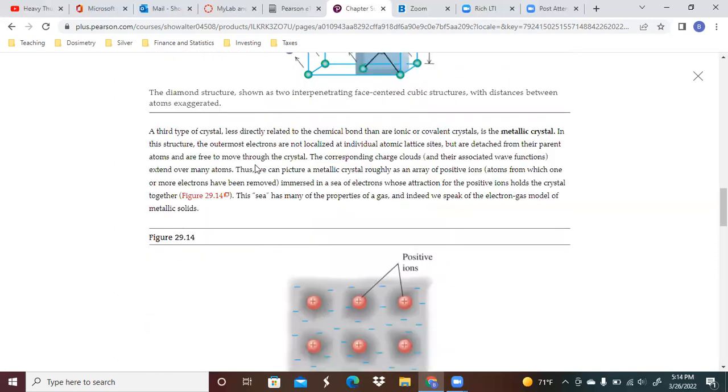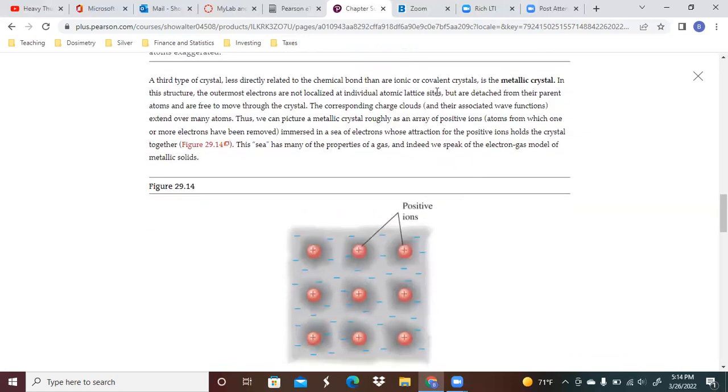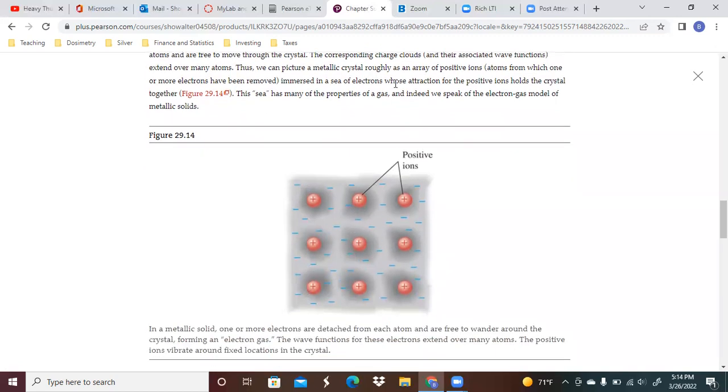A third type of crystal, less directly related to the chemical bond than our ionic or covalent crystals, is the metallic crystal. In this structure, the outermost electrons are not localized at individual atomic lattice sites, but are detached from their parent atoms and are free to move throughout the crystal. The corresponding charge clouds and their associated wave functions exist over many atoms. So we can picture a metallic crystal roughly as an array of positive ions immersed in a sea of electrons whose attraction for the positive ions holds the crystal together.